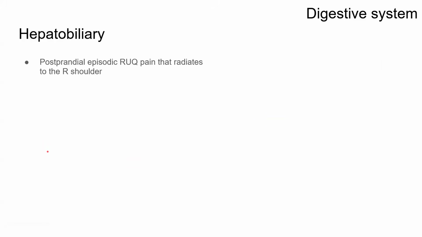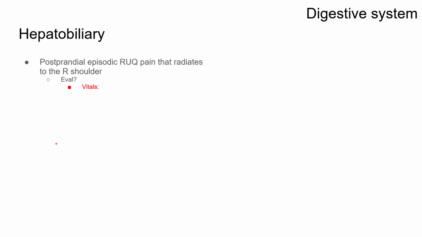Okay, continuing with hepatobiliary stuff. Let's say, for example, a patient has postprandial episodic right upper quadrant pain that radiates to the right shoulder. So they have a meal and then they have right upper quadrant pain, and then they're also like, oh, my shoulder hurts. How do you evaluate this patient, right? So it's evaluation, diagnosis, management.